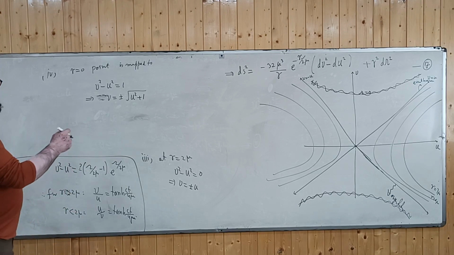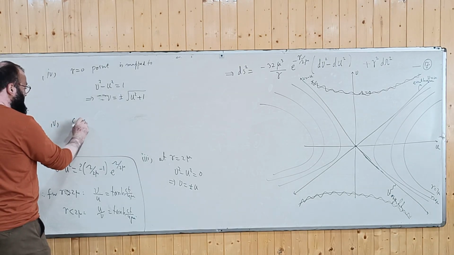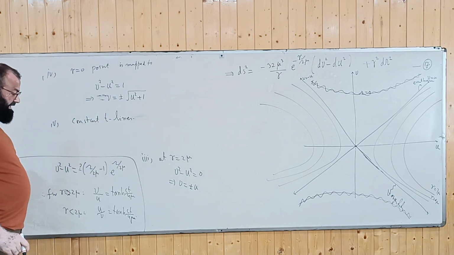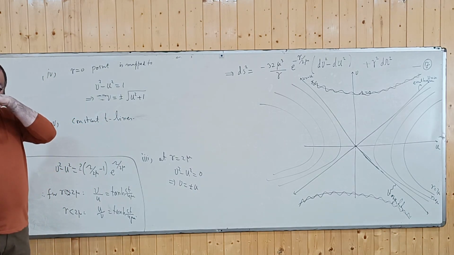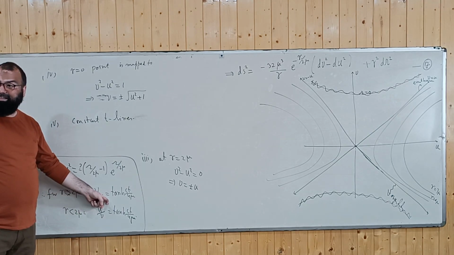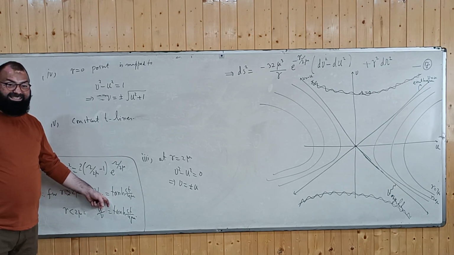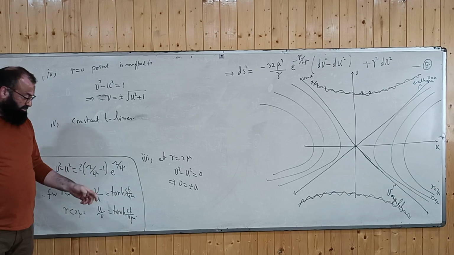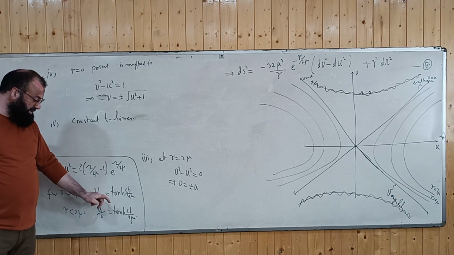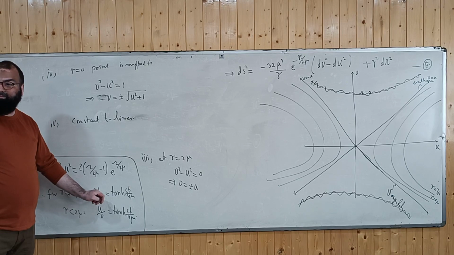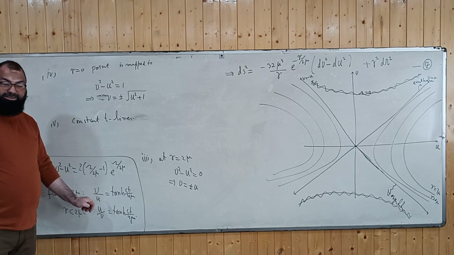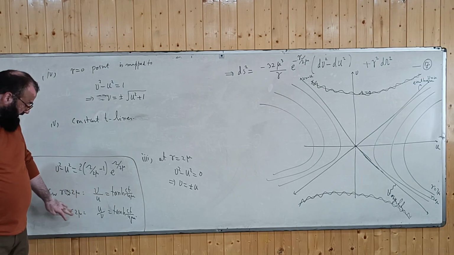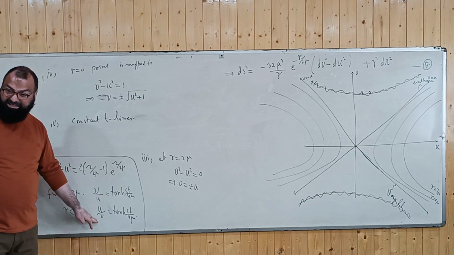Okay, so now let's look at the constant t lines. Where can I get constant t lines? From this very relation. So let's take t equal to minus infinity line. When t equals minus infinity, what is tanh? Because you are having two relations: for r greater than 2 mu, you are having v like this, and for r less than 2 mu, v is like this.